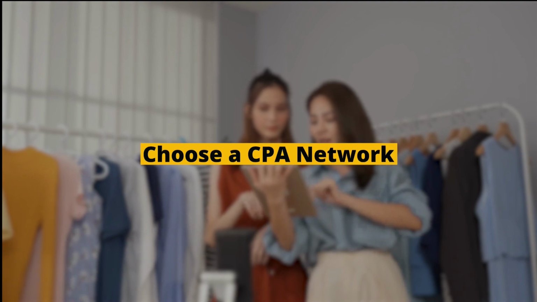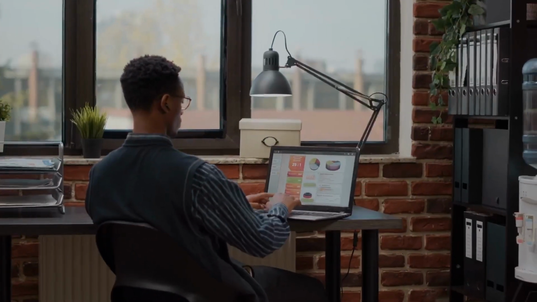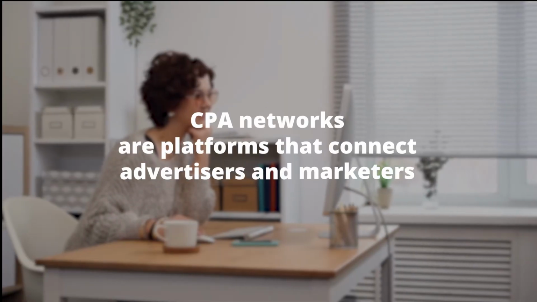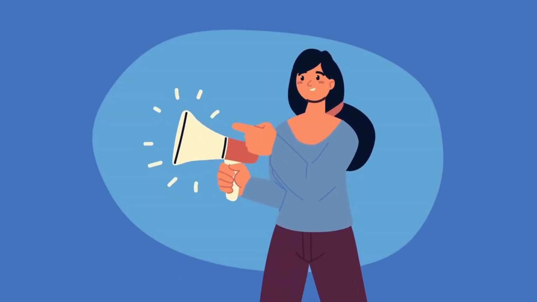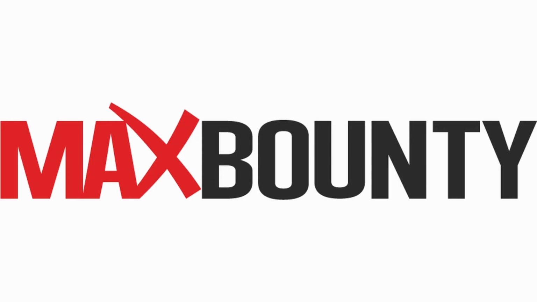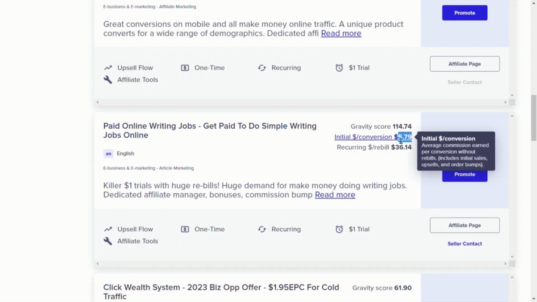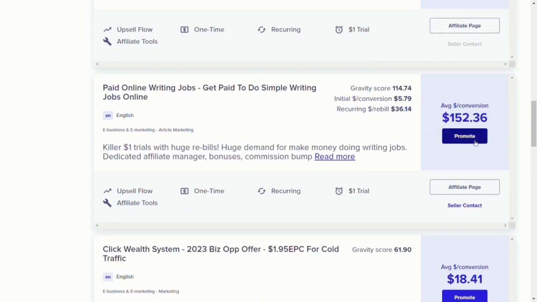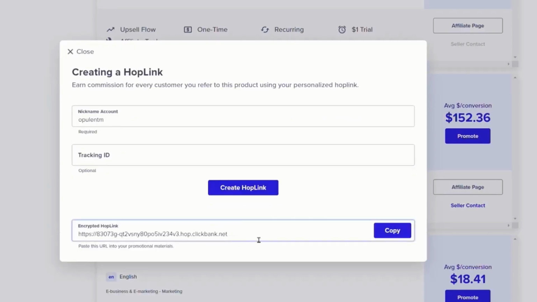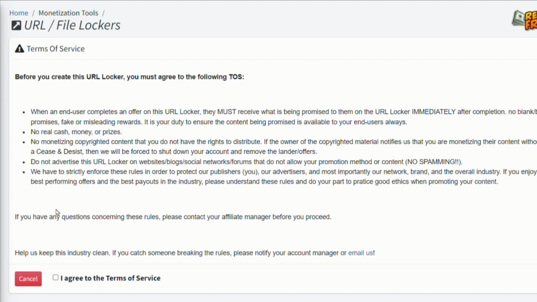Step 2. Choose a CPA network. Once you've identified your niche, the next step is to join a CPA network. CPA networks are platforms that connect advertisers and marketers. Some popular CPA networks include MaxBounty, Peerfly, and ClickBooth. When choosing a CPA network, consider factors such as the range of offers, payment terms, and the support provided. Some CPA networks require an application and approval process, so be ready to show them that you're serious and have a clear plan of action.